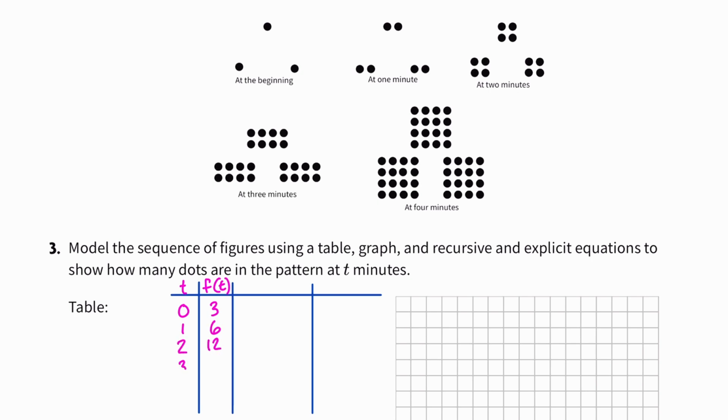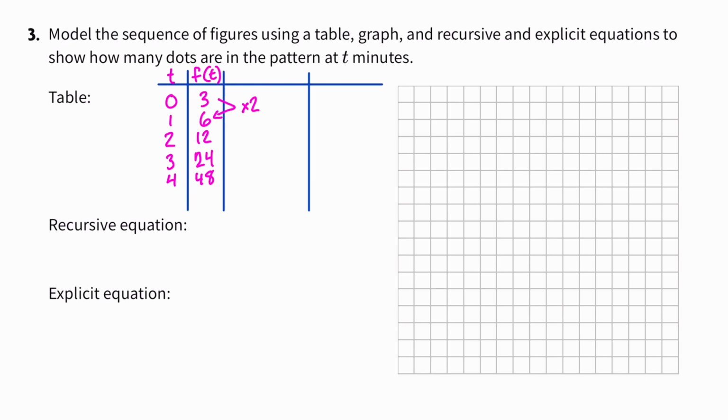So what we have at the beginning, we have 3 dots. At 1 minute we have 6 dots. 2 minutes we have 12 dots. 3 minutes we have 24 dots. And 4 minutes we have 48 dots. And maybe you guys have seen that after each minute the number of dots doubled, just multiplying by 2.